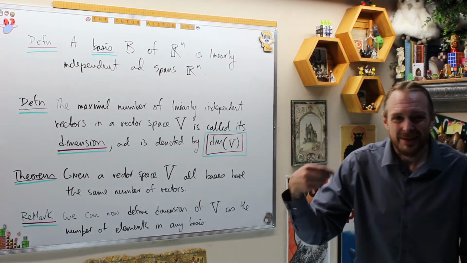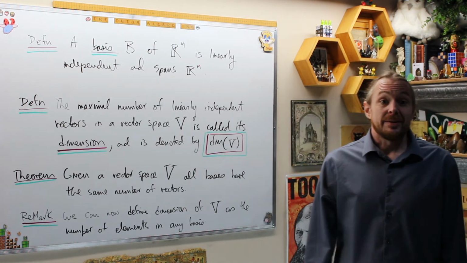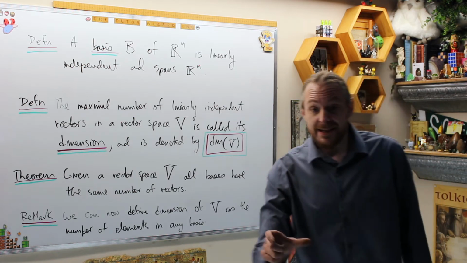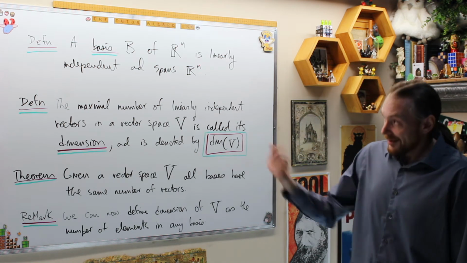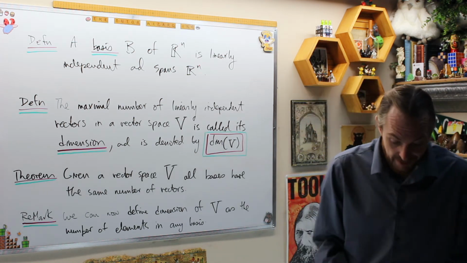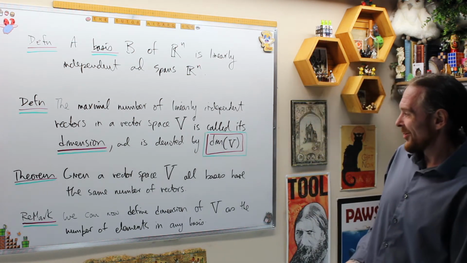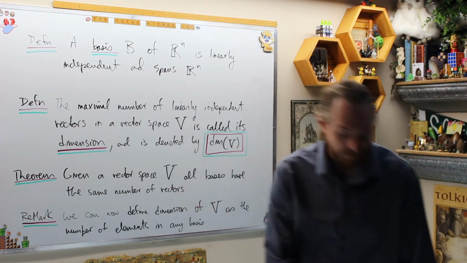So when I ask you what the dimension of something is, what I'm really asking you to do is find a basis for it and then count how many guys are in there. That's what dimension is. Let's do at least an example of that scenario. No, wait, I have to do one more theory type business, then we'll do an example.